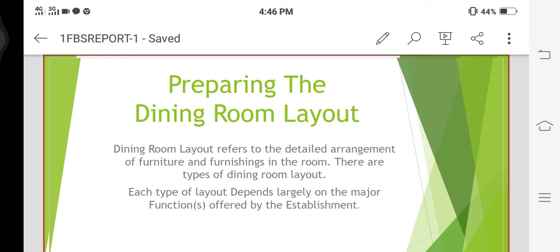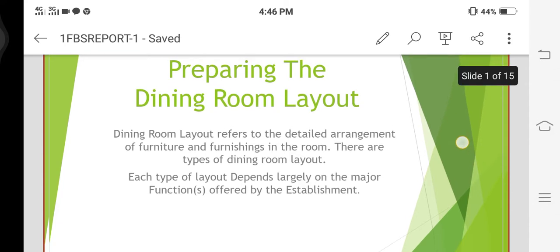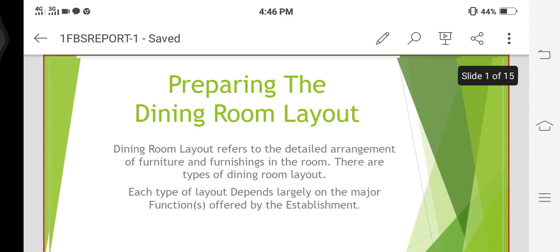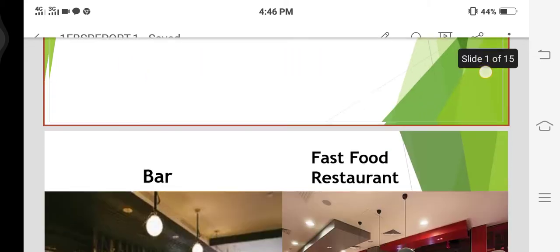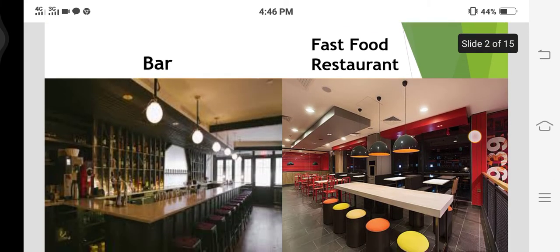So, examples of this are restaurant, coffee shop, bar, and etcetera. As you can see, the arrangement of the restaurant, bars, and coffee shop has a different arrangement. So, I have the picture here, the bar.